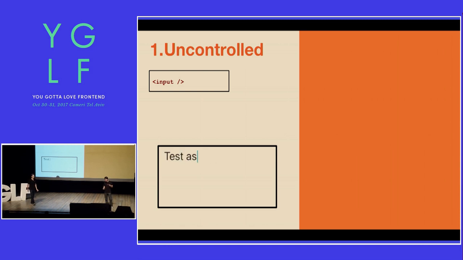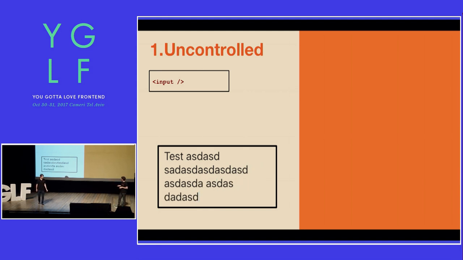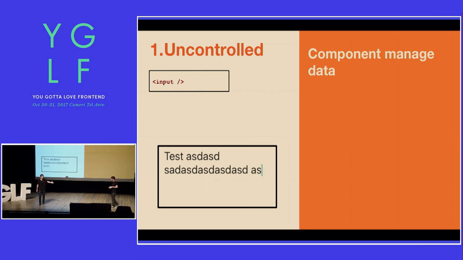We have two options, one called controlled, one called uncontrolled. We'll start with the uncontrolled one. Uncontrolled means that the component manages the data itself. If you take a look at input, you don't have to tell anything to input, right? You just put the input element, and then the user can start typing, and then you have the value on the input. You don't have to do anything else.